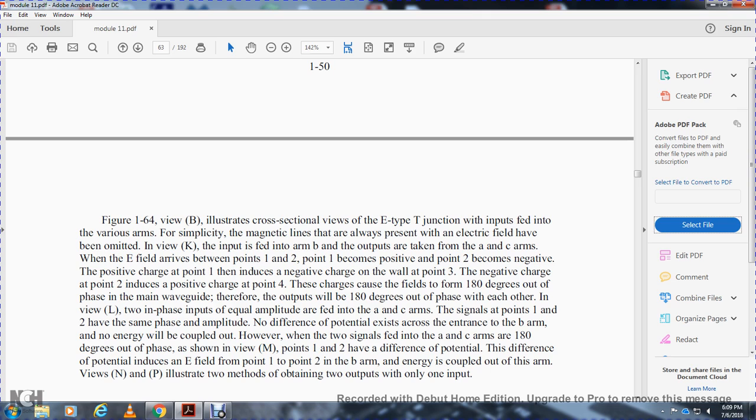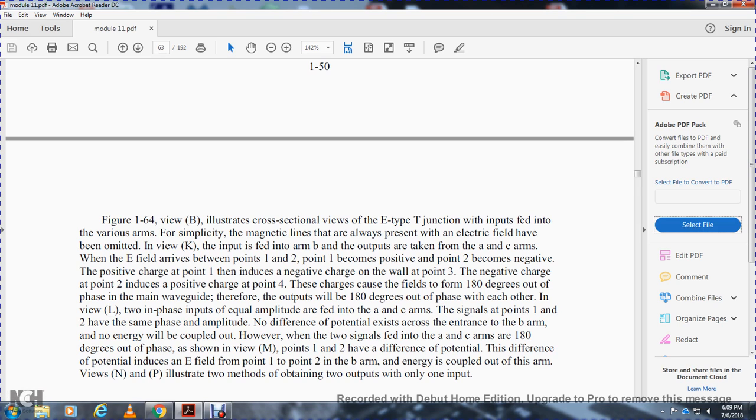The charges cause the field in the two arms to form 180 degrees apart with the main waveguide line, therefore the outputs are 180 degrees out of phase with each other. In view L, with two in-phase inputs of the same amplitude to the A and C arms, points 1 and 2 have the same phase and amplitude, so there is no potential difference across the entrance of the B arm, and no energy will be coupled out.